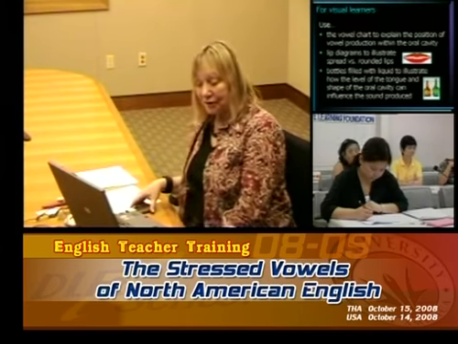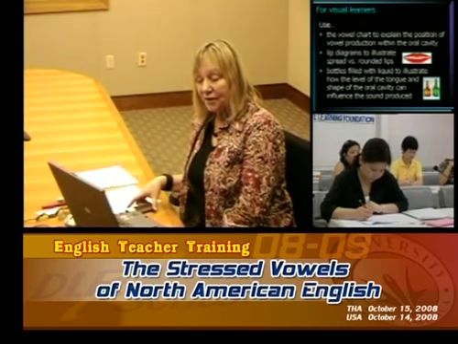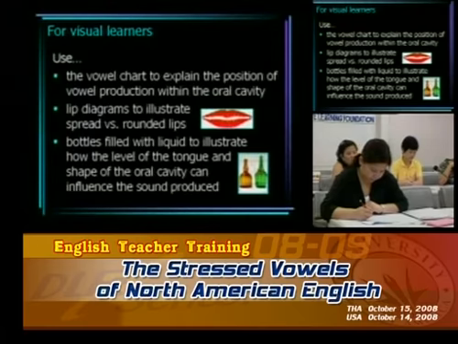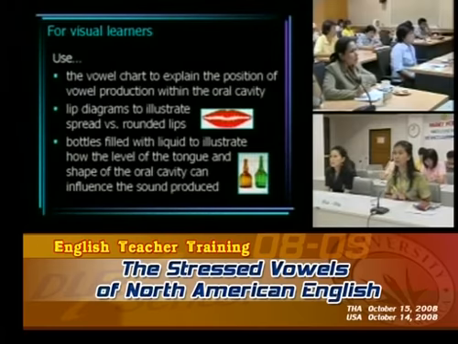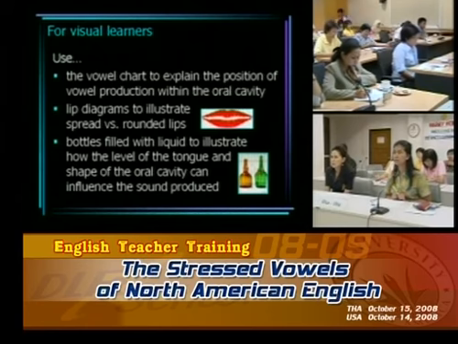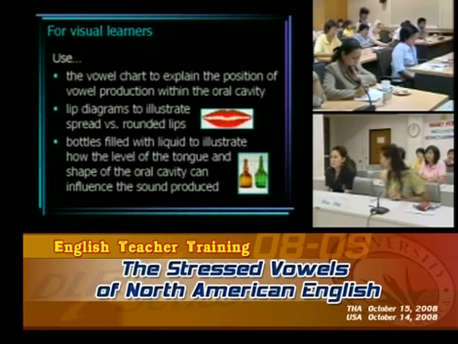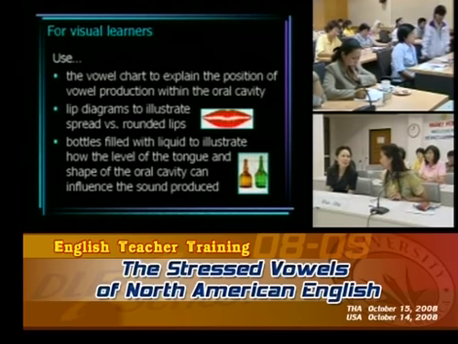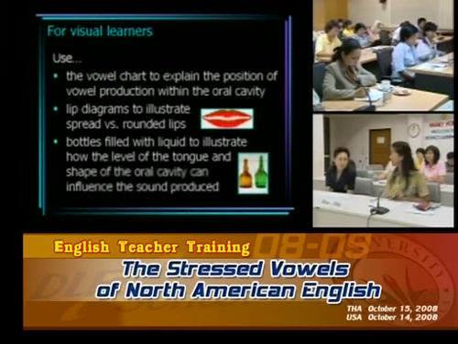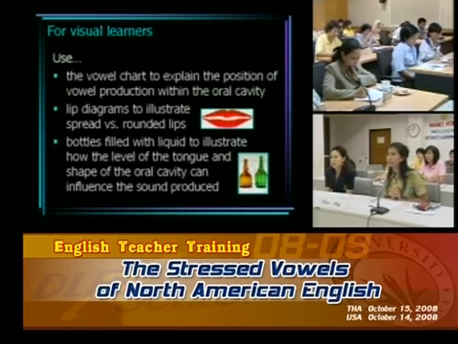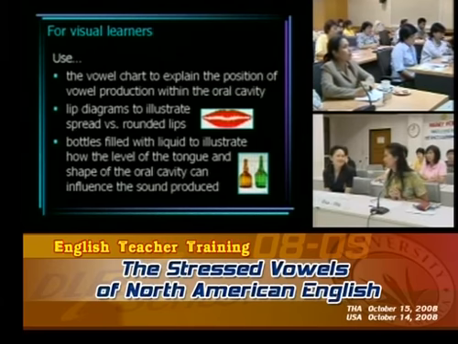I like to use bottles filled with liquid to illustrate how the level of the tongue and the shape of the oral cavity can influence the sound produced. We all know if we blow across a bottle, the bottle makes a higher or lower sound based on how high or low the level of liquid inside that bottle is, and also the shape of the bottle. So we can make the comparison with our learners to vowel sounds by talking about how high or low the tongue is inside the oral cavity and how this changes the characteristic of the vowel sound that is produced.